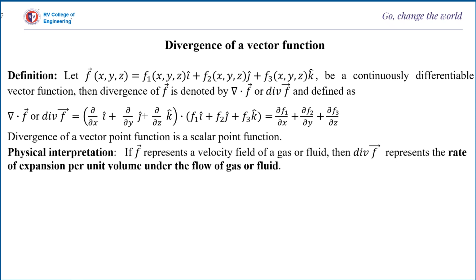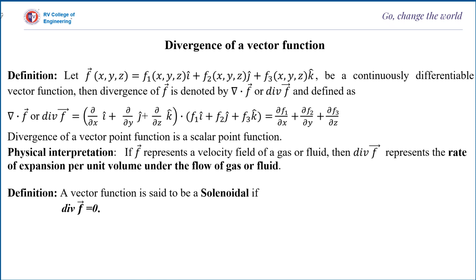If f represents a velocity field of a gas or fluid, then div f represents the rate of expansion per unit volume under the flow of the gas or fluid. A vector function is said to be solenoidal if divergence of f is 0. Since the derivative of a constant function is 0, a constant vector function is a solenoidal vector function.